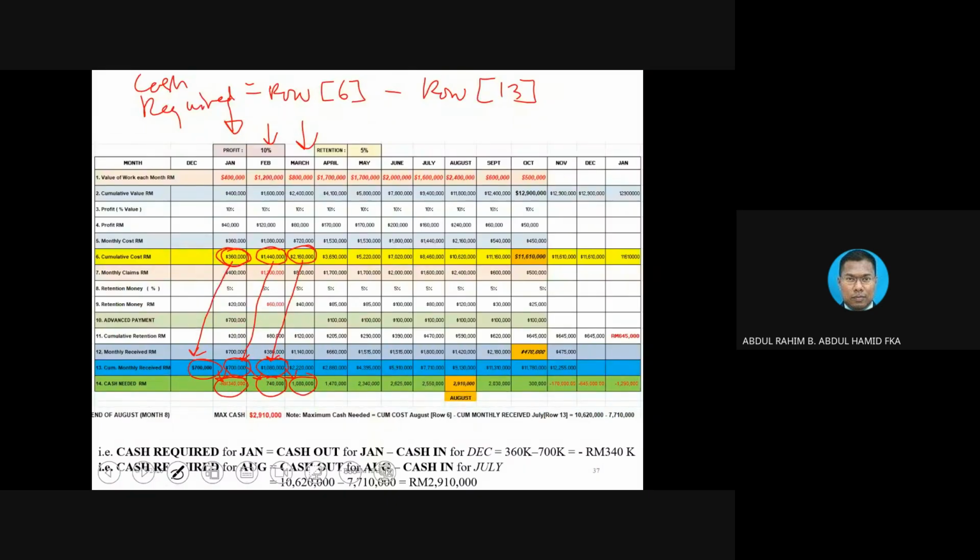So you do that for the rest of the column. And for cash required, you don't have to minus with anything else. You just focus between two rows because we already established in row number 12. Remember, row number 12 we already come up with the net amount monthly. Then we convert into the cumulative amount, so you don't have to worry.